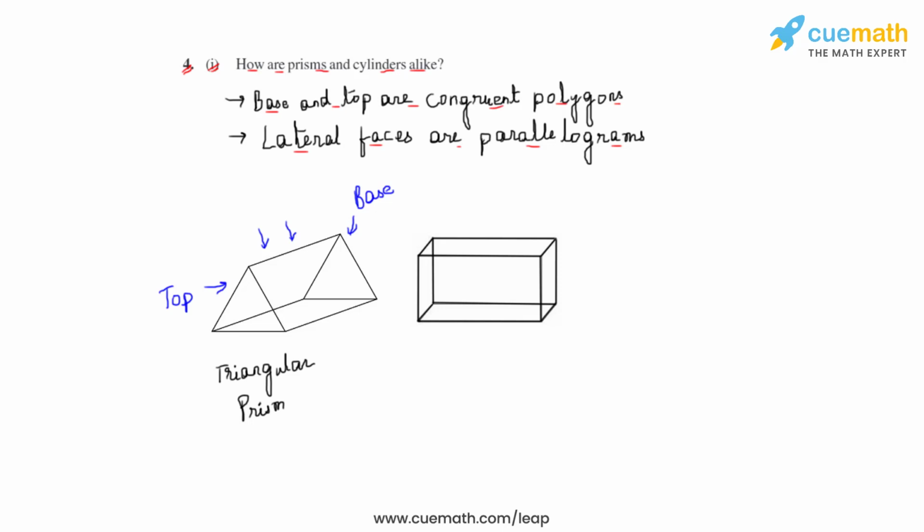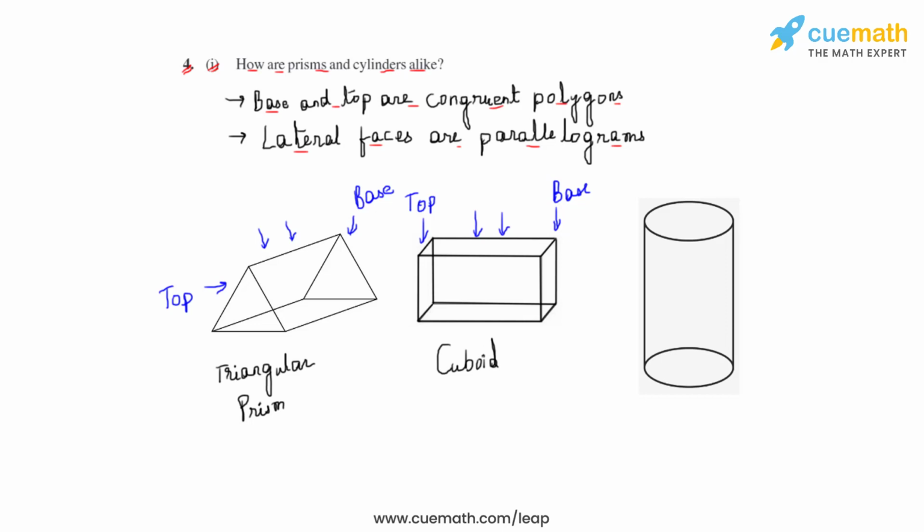Also we see that this is a cuboid, where if we consider this to be the top part and this to be the base of this cuboid, we'll see that this again represents a prism, because the top and the base are congruent, and the lateral faces represent a set of parallelograms in case of this cuboid. Now let us move on and see what happens in case of a cylinder.